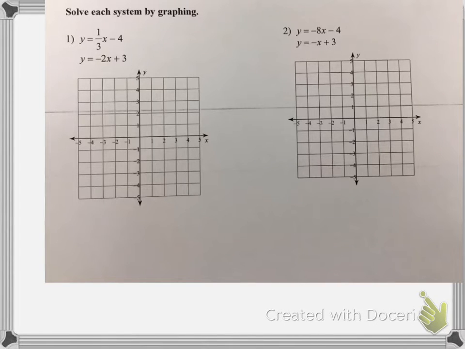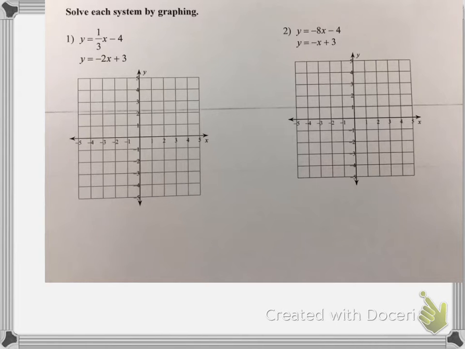This video goes along with the retake ticket for the substitution and graphing lesson quiz, the first quiz of the second semester for Algebra 1. So pick up the copy from your teacher, and then you can use this to check your answer.